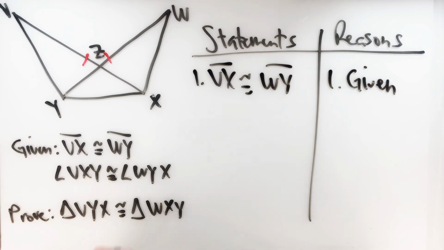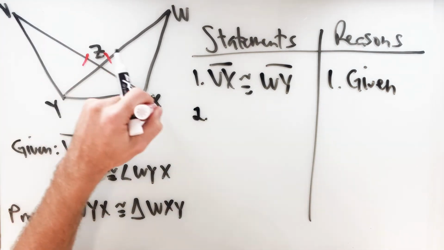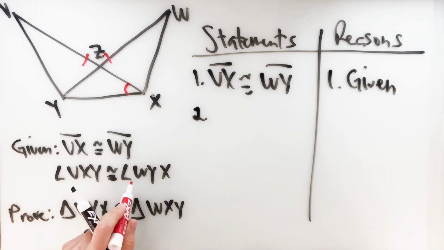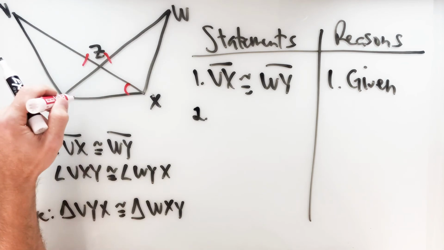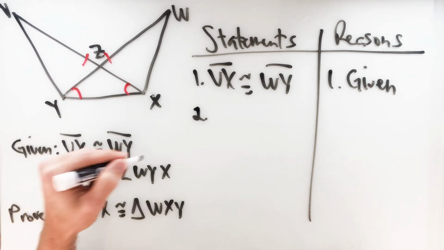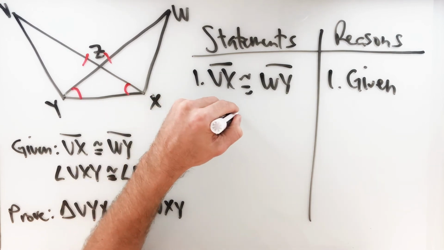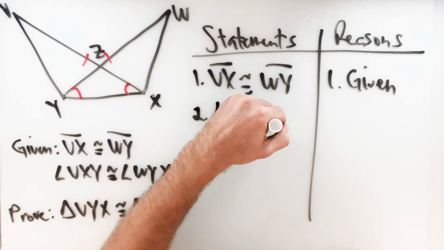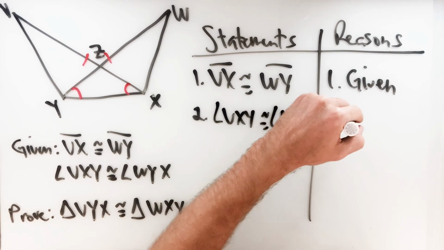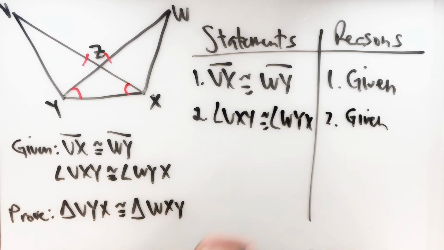Okay, one more piece of given information that we've got. Angle Vxy, so follow the path, Vxy, that's this corner right there, is congruent to Wyx, that's this corner down here. So those two angles we've got congruent as well. So angle Vxy congruent to angle Wyx. Also given. Okay, so from the given information, we've got one pair of sides, we've got one pair of angles.